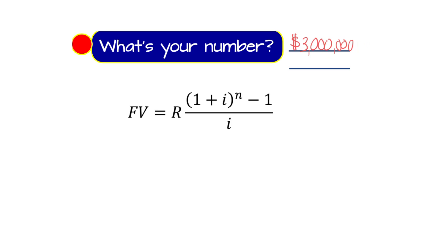So there are two ages here. You've got to decide when you think you could start saving. What age are you going to start? And what age are you going to retire? Because we've got to know how many years you have to accumulate this. So think about that. Come up with your two numbers. When are you going to start? When are you going to retire?